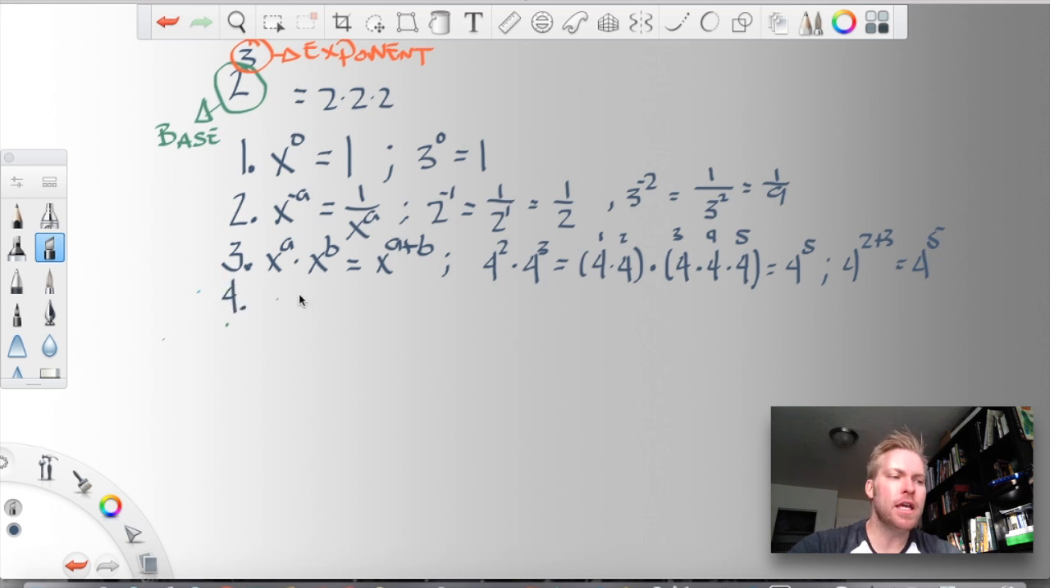And rule number 4 is actually pretty similar to rule number 3. The only difference here is that instead of multiplying exponents with the same base, we're now dividing exponents with the same base. So I can write this out as x to the a divided by x to the b. And I think that some of you may already be getting there in your heads.